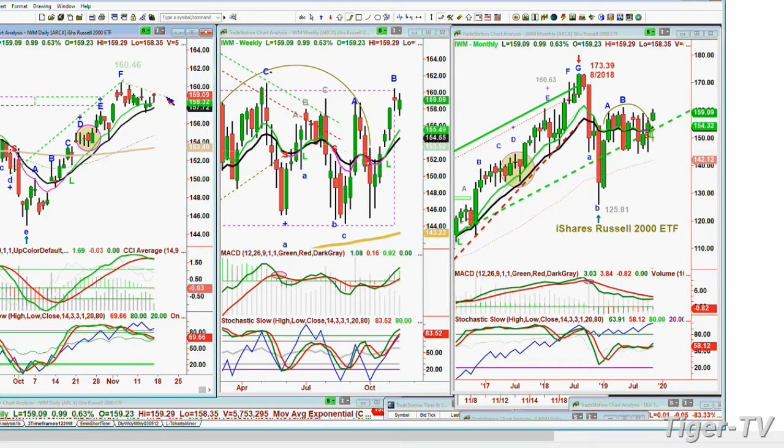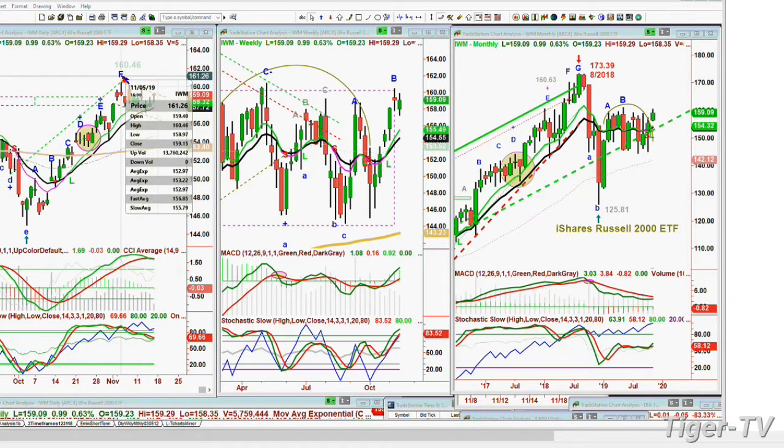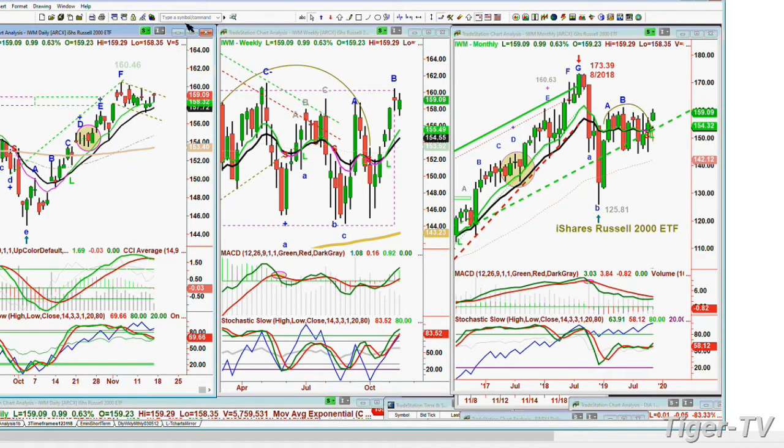The falling X pattern, although it looks more like a channel right there. That could be very positive if we get to 159.70 by Monday or Tuesday. Then it could retest the 160.46 high of, was it the 3rd of, no, the 5th of November. All right, let's go on.